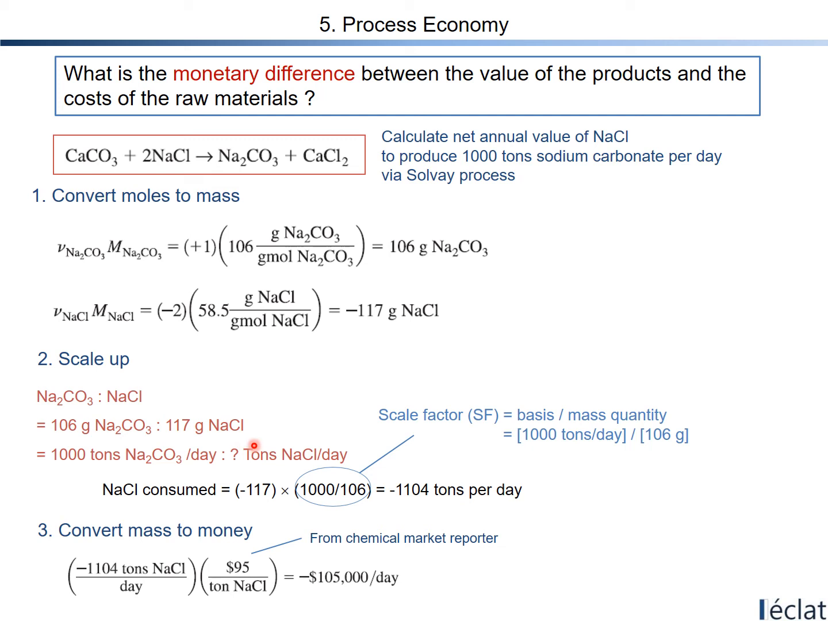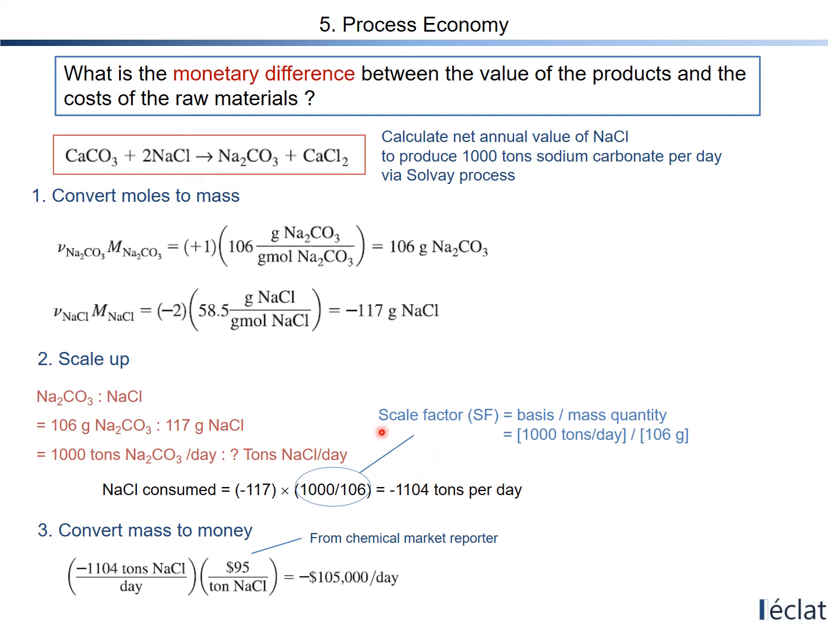So we should get the value of this unknown. From the proportionality relationship, this unknown, or sodium chloride consumption rate, is equal to this one by the ratio of this one. 1000 is there, 106 is there. Then it is going to some value about the amount or rate of sodium chloride consumption. The answer is minus. Minus means consumption. So minus 1104 tons per day.